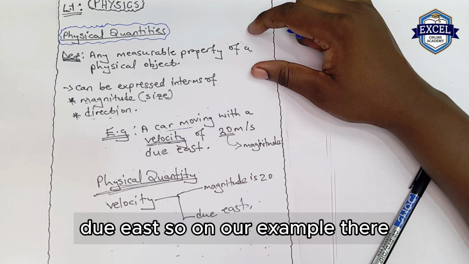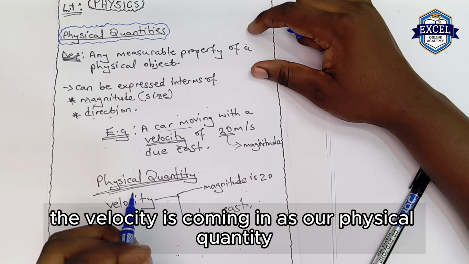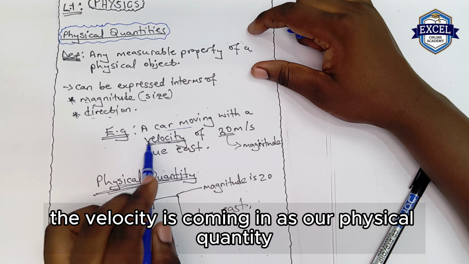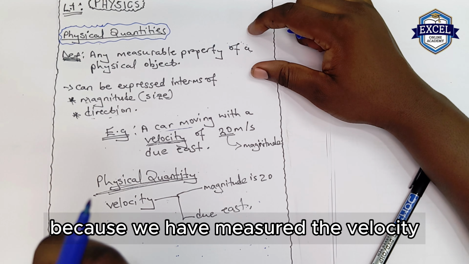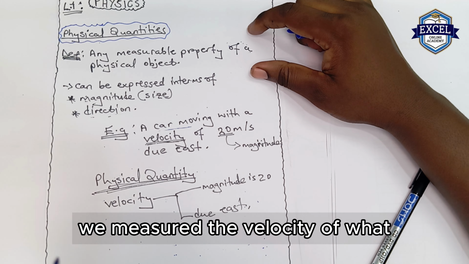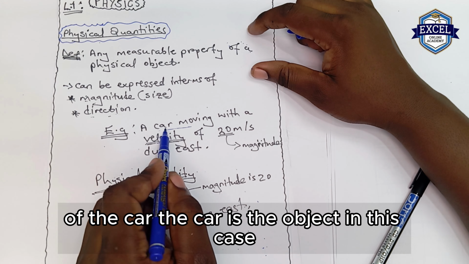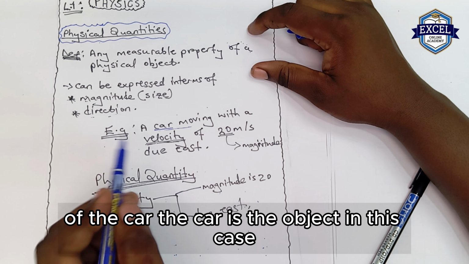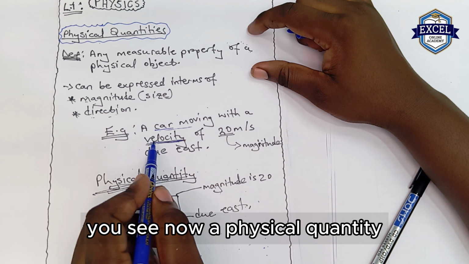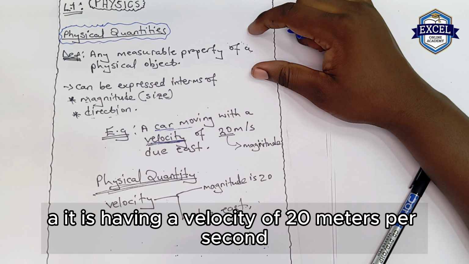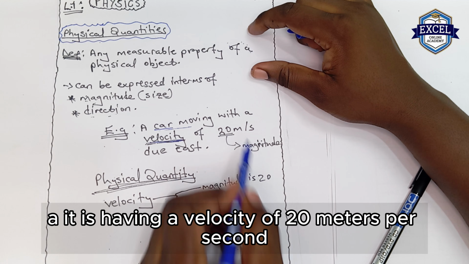In our example, the velocity is coming in as our physical quantity. Why? Because we have measured the velocity. We measured the velocity of what? Of the car. The car is the object in this case, and our physical quantity is the velocity. You see? Now, it is having a velocity of 20 meters per second.